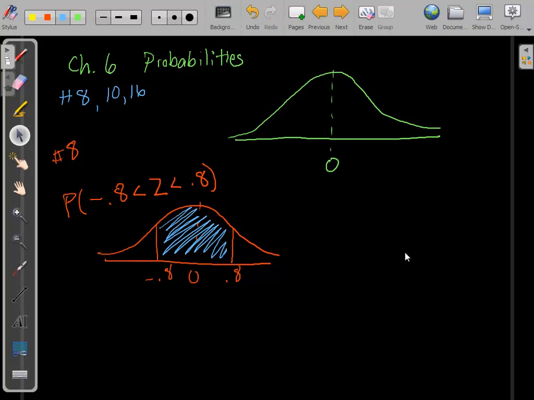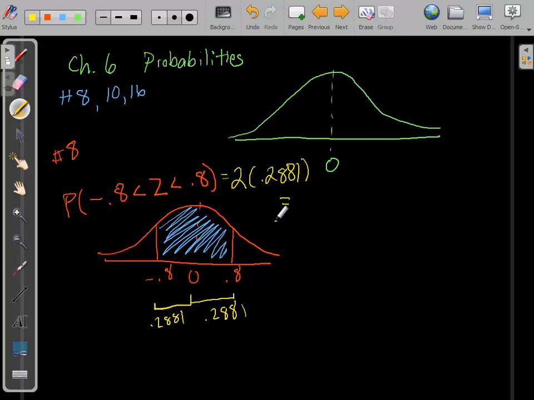So let's switch over to our picture. We computed here that between 0 and 0.8 there was approximately 0.2881, so that's the proportion of scores. But if we notice that this is a symmetric data set, that means from 0 back to negative 0.8, that's also 0.2881. So to answer the question up here, it's just going to be twice this. In other words, we're going to take the full set of this, which is just the sum of 0.2881 and 0.2881. So that's going to be twice 0.2881, which is equal to 0.5762.